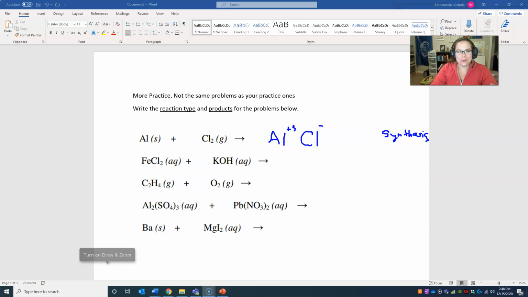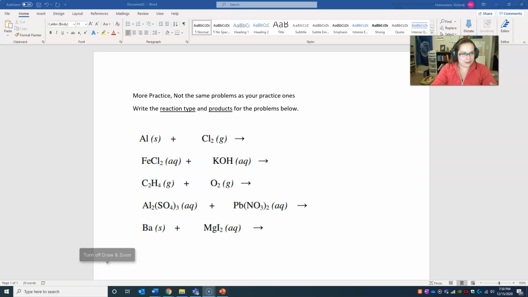Last thing I need to do is drop and switch my charges to make sure my molecule is neutral. So the 1 would go after aluminum. You don't need to write ones. The 3 is going to go after chlorine. So that means my molecule, my products here, are going to be AlCl3.